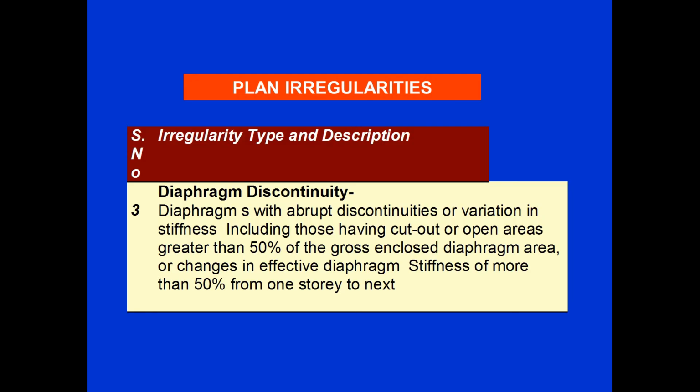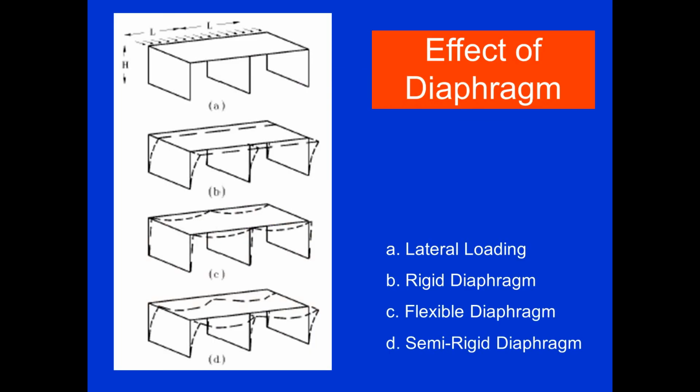Then diaphragm discontinuity. This is another irregularity. A diaphragm with abrupt discontinuities or variation in stiffness, which includes having a cutout. Suppose there is a slab cutout, open areas greater than 50% of the total gross area enclosed in the diaphragm area, or a change in effective diaphragm stiffness of more than 50% from one story to the next story. So let us see the example. This is the example.